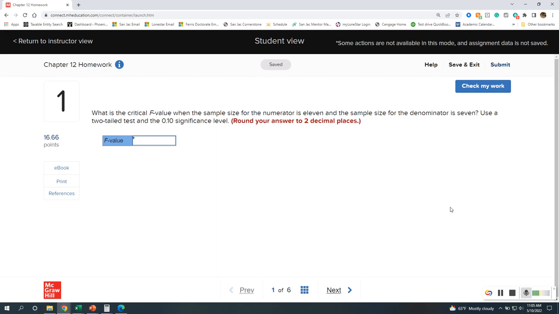So, let's start this out with a basic finding the critical F value. So, using our chart, remember this with our sample sizes, we must subtract 1 from them. So I have in my numerator 11 and my denominator 7. So that means we're going to be going through 10 and 6. We also have a two-tailed test and the significance level is 0.10.